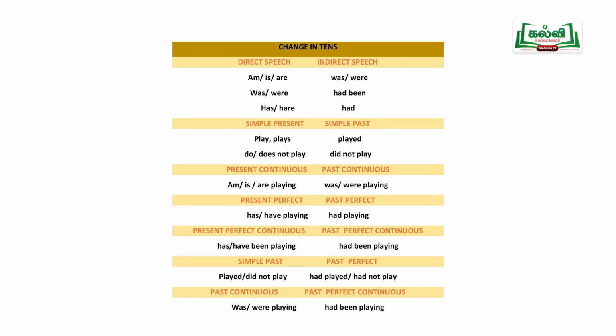Rule 3. If the reporting verb is in past tense, the tense in the reported part is changed into the corresponding past tense. If the verbs come, am, is, or becomes, was, were in the indirect speech. Was, were becomes had been. Has or have becomes had. Simple present becomes simple past. If play, plays comes, it changes into played. Do or does not play comes, did not play.